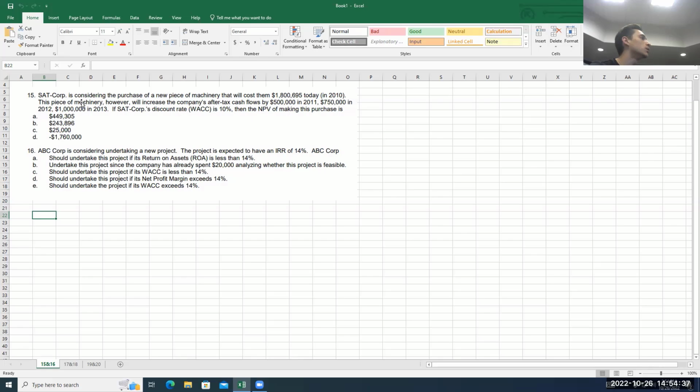Let's see. So we purchased a new piece of machinery for $1,800,000. We're basically giving that money away. So this number, when we enter it into the formula, is going to be negative. That's the amount that we're paying.